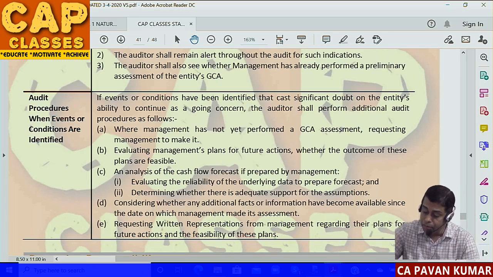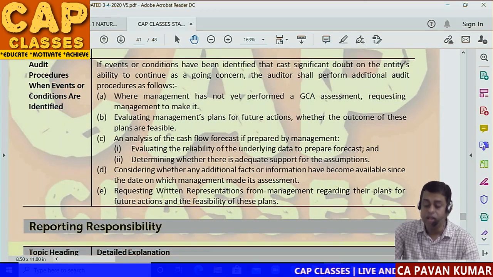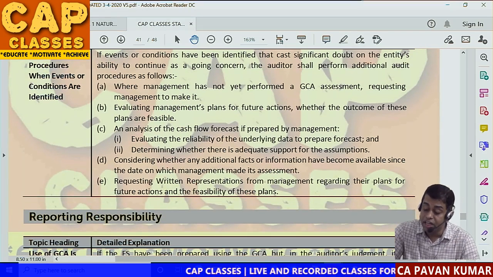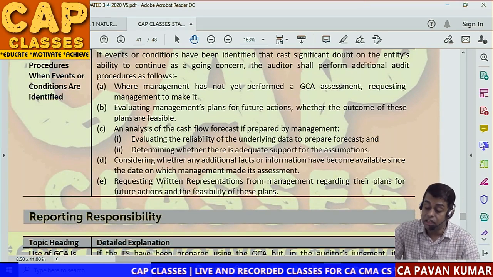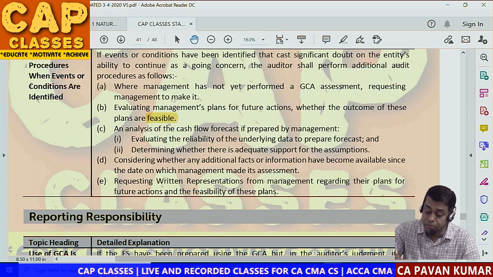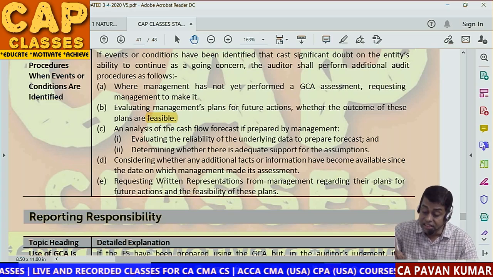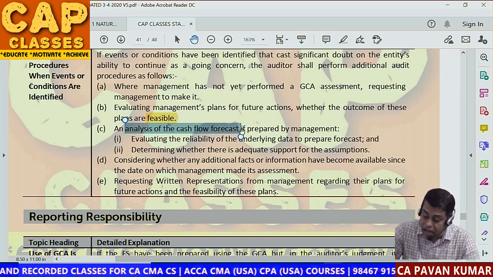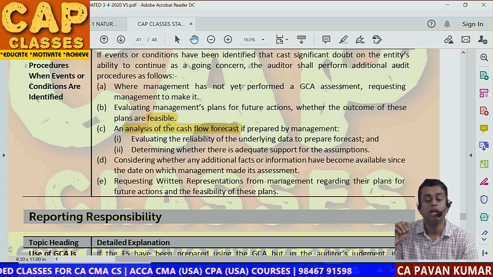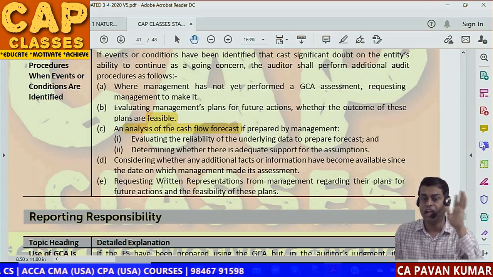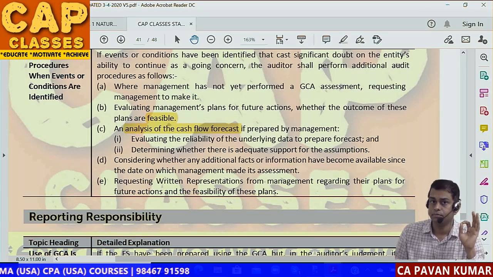Now look here, where management has not yet performed going concern assumption assessment, request the management to make it. Dear management, first do it. To evaluate management plans for future actions, whether the outcomes are feasible, practically are they possible? Are they realistic? An analysis of cash flow forecast, very important. How will you assess the going concern ability of an enterprise? Analysis of cash flow forecast.